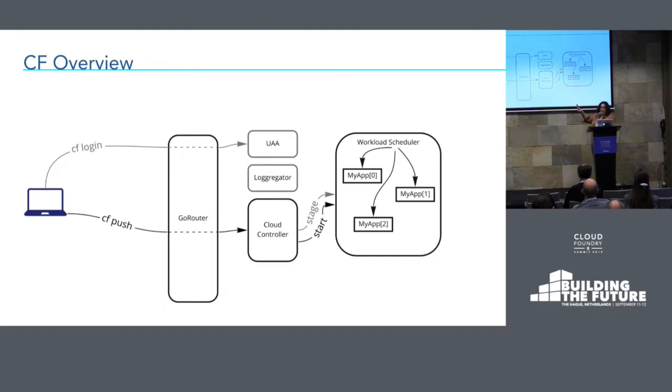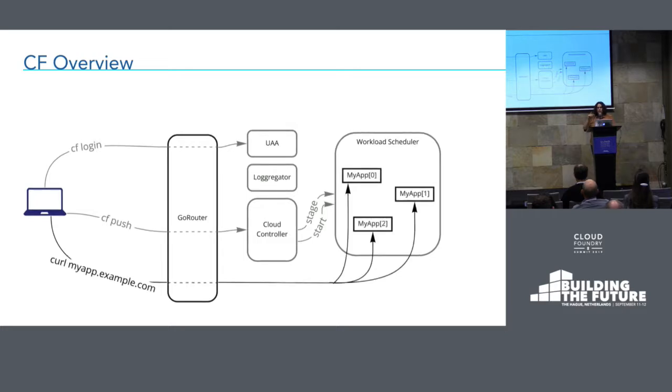In this case, we're going to assume that there are 3 instances of your app, and the workload scheduler is keeping those healthy and active. The workload scheduler then also registers these app instances with the Go router, so the Go router knows where it can find instances of your running app, so that when the developer or an end user tries to curl your app, the Go router knows exactly where to direct the request to.